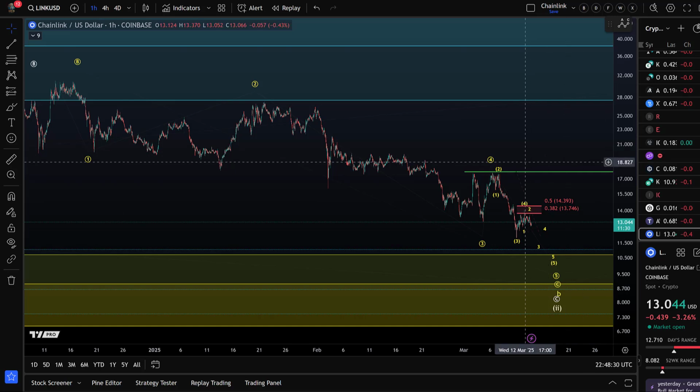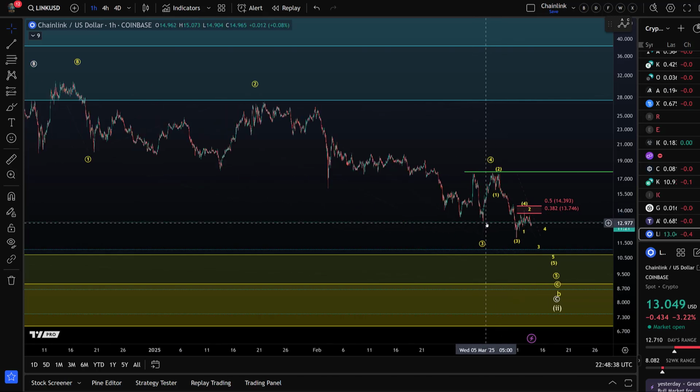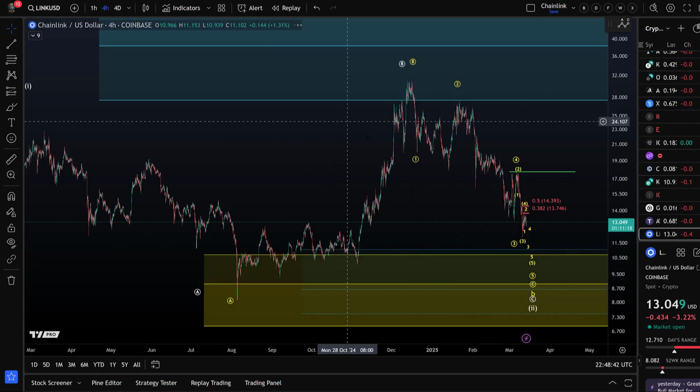Here on the Link chart, we can see that the market is still holding below resistance. I've added a microstructure down there and we'll see if that is what's playing out. I'm going to zoom in in a minute. Bigger picture, let's go to the 4-hour time frame.